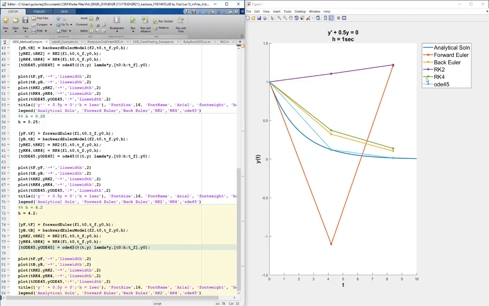And we see, as expected, our forward Euler and our Runge-Kutta 2 methods were wildly unstable. But now we've probed the difference here. Our Runge-Kutta 4 is not that accurate, while our ODE45 is still very accurate. So it's still an accurate numerical method.